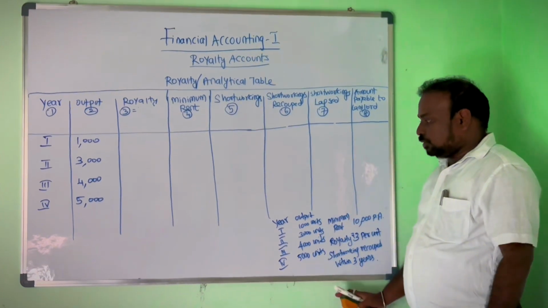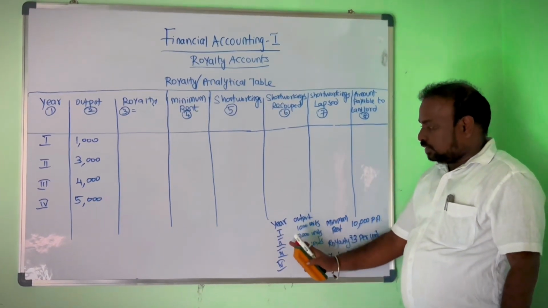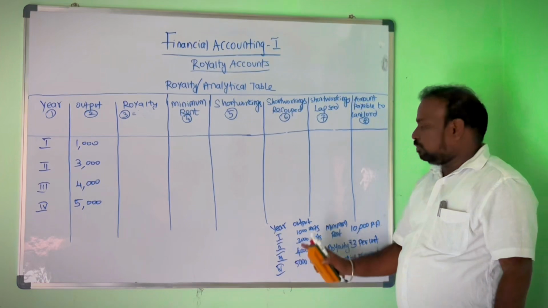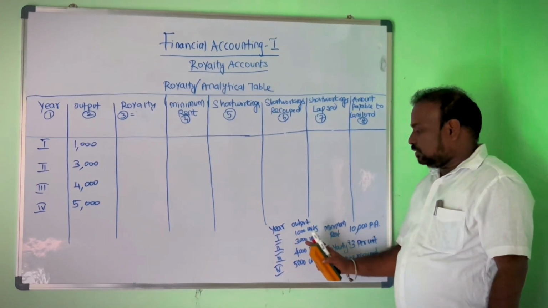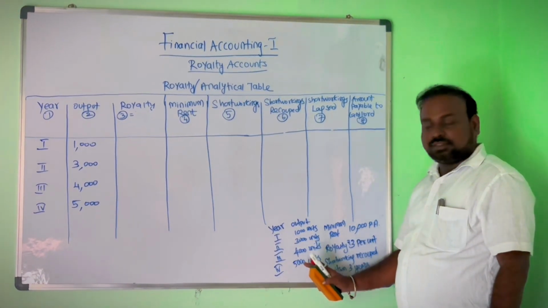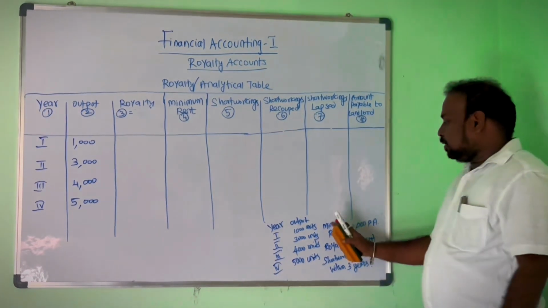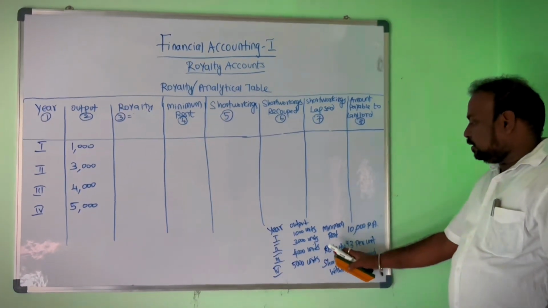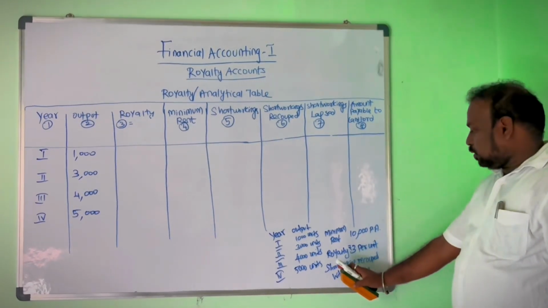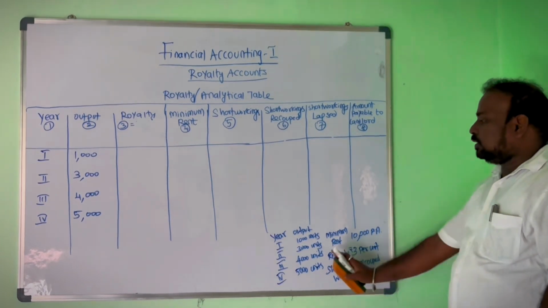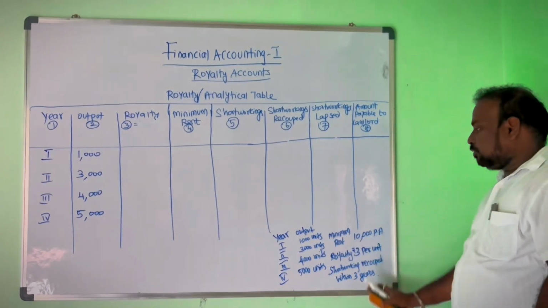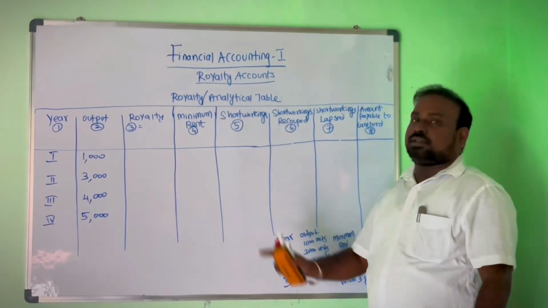Now question is given to you. Year: first year, second year, third year, fourth year. Output is given 1000 units, 3000 units, 4000 units, 5000 units. Minimum rent is given 10,000. Royalty is given 3 per unit. Short workings recouped within 3 years. This is the information given to you. For this information, we are supposed to prepare a royalty table.